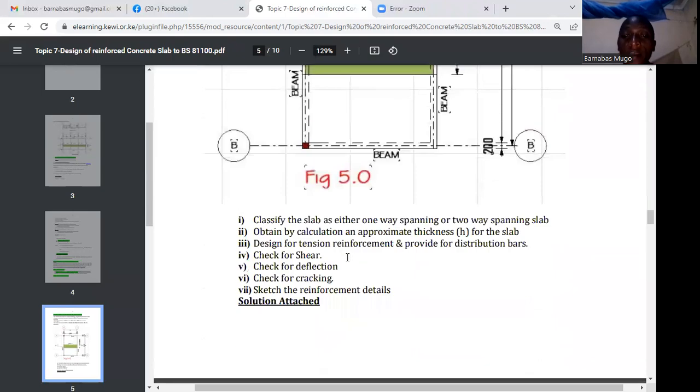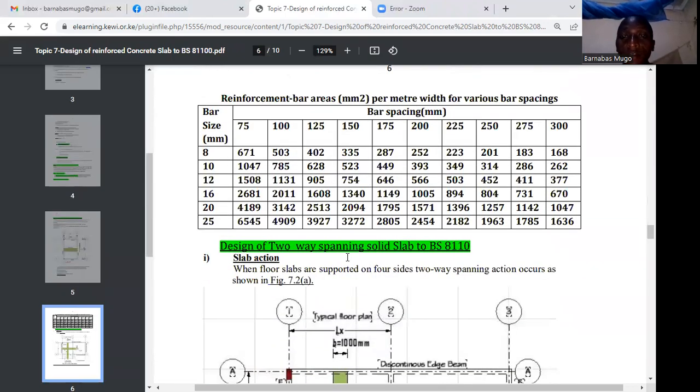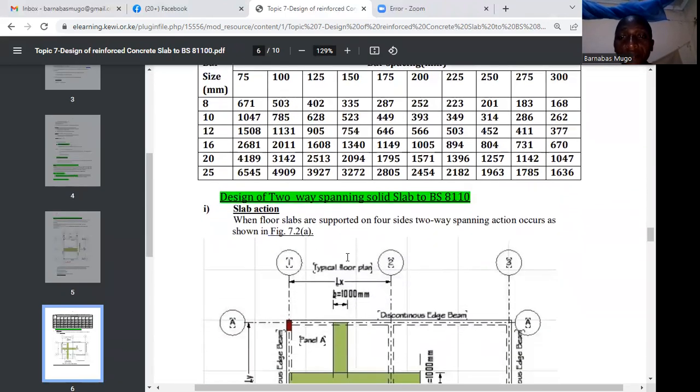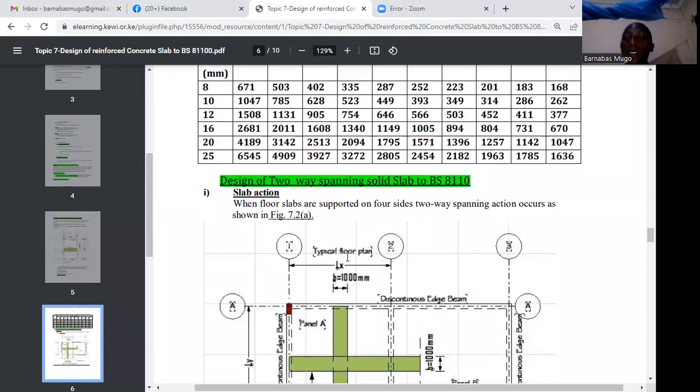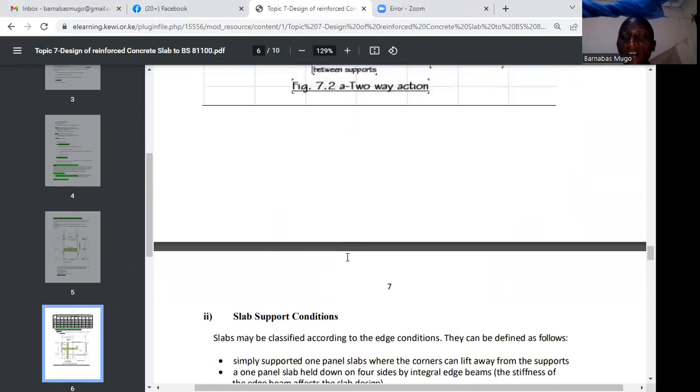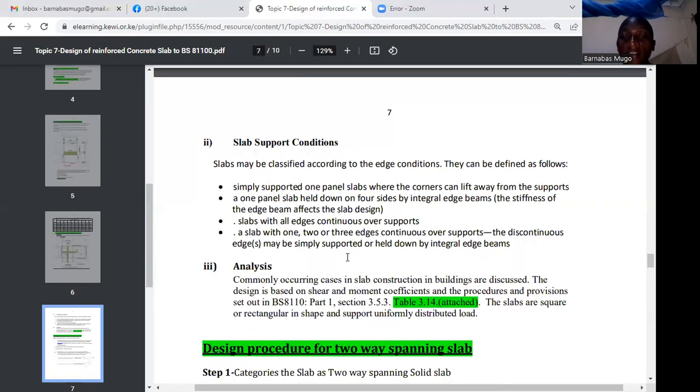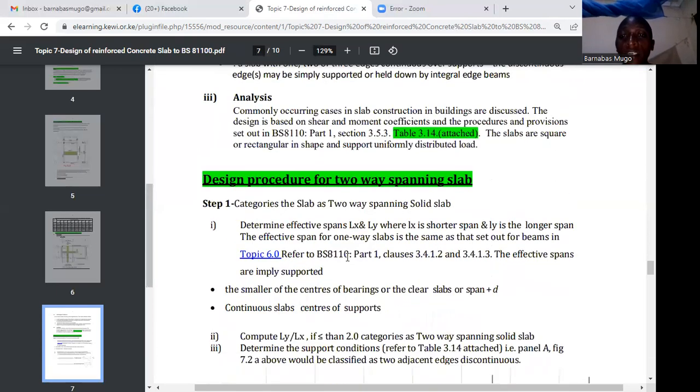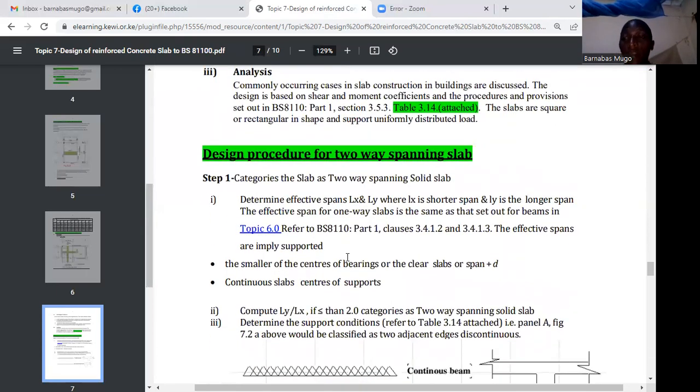Then from there, this is the table that we are going to use. We need to go to how you can design a two-way span. The design of a two-way spanning solid slab according to BS 8110. One thing that you need to know is that the procedure is more or less the same as what we have already done in the one-way span.